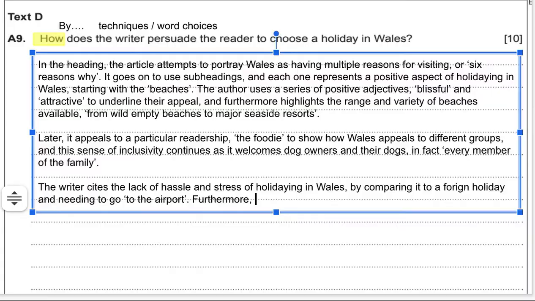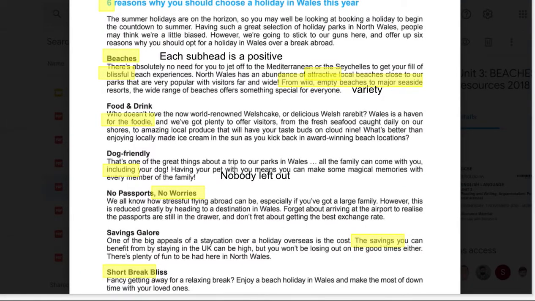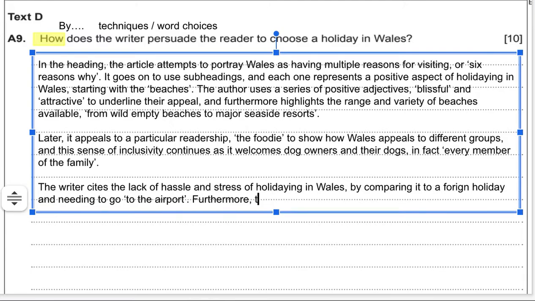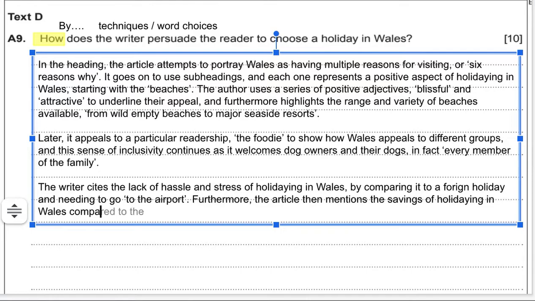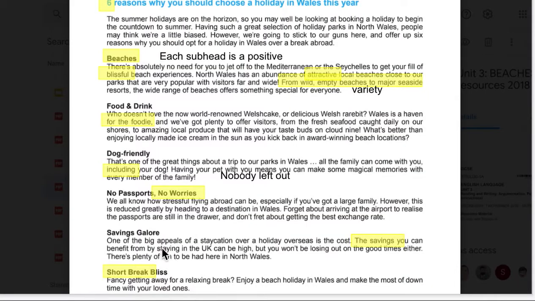Furthermore, the savings. So it's a furthermore because it's a similar point, like it's a similar comparison with foreign holidays. It's hassle-free compared to foreign holidays, and furthermore, it mentions the savings of holidaying in Wales compared to, I think it compares it to going abroad. Yeah. Compared to a holiday overseas.